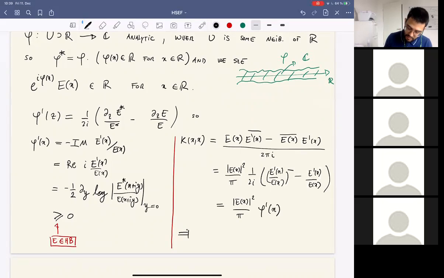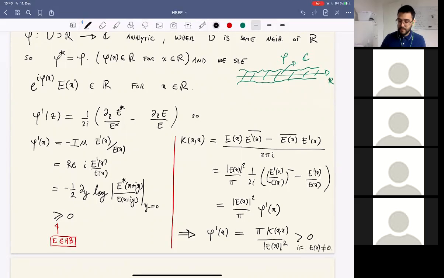Okay, so then what you get is that the derivative of the phase function is just pi K(x,x) divided by the modulus of E(x) squared. Okay, so if x, which is real, is not a real zero of E, this thing here is strictly greater than 0, if E of x is not 0.